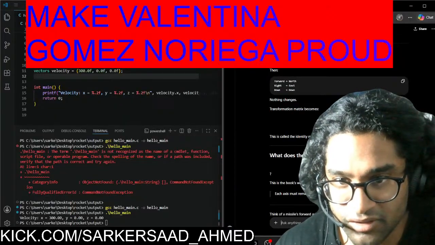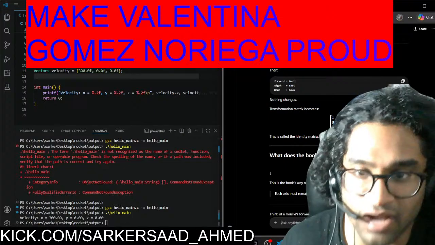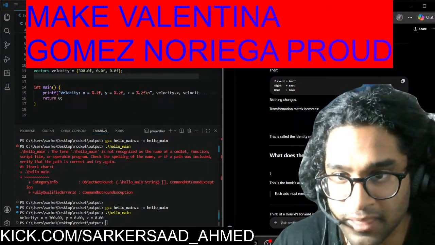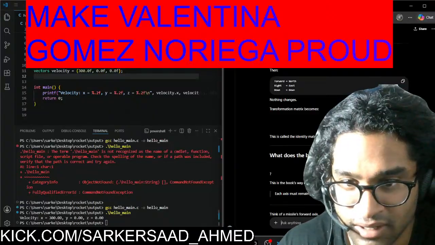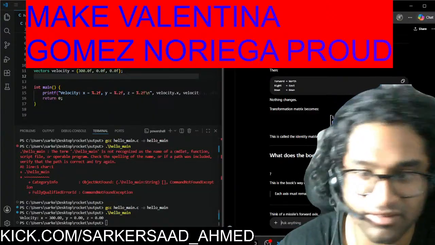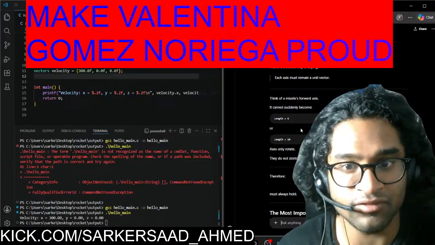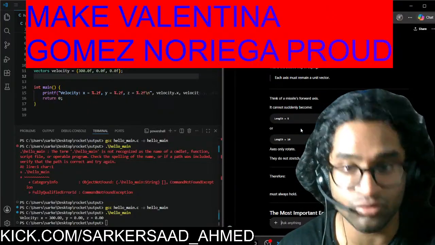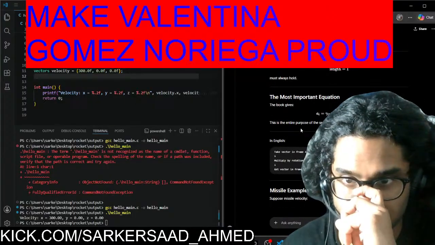What does the book say? So if I have gamma square of 1 1, gamma square of 1 2, gamma square of 1 3, that's equal to 1. It's a way of saying each axis must remain a unit vector. So it cannot suddenly become length 5 or length 10. Axes only rotate, so they do not stretch. So therefore the length will be 1.